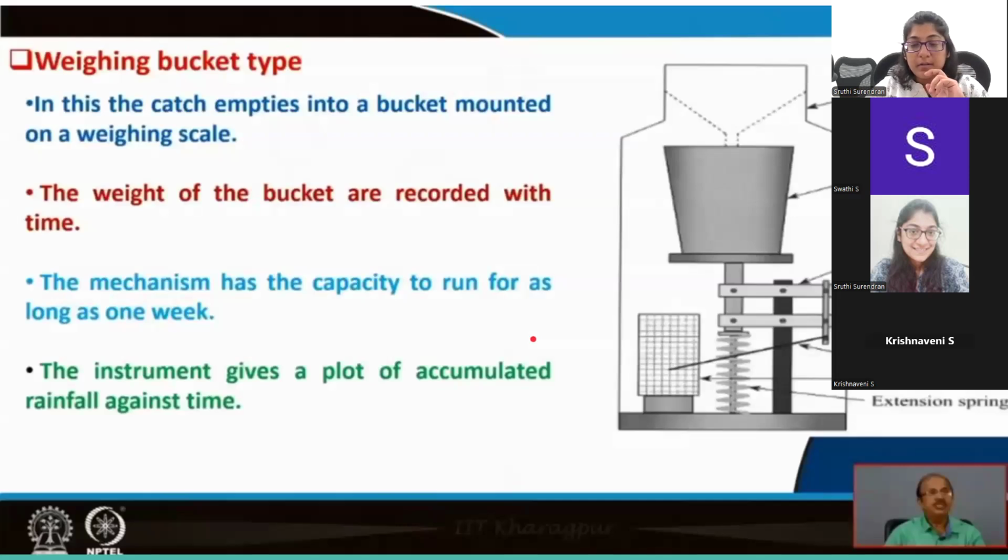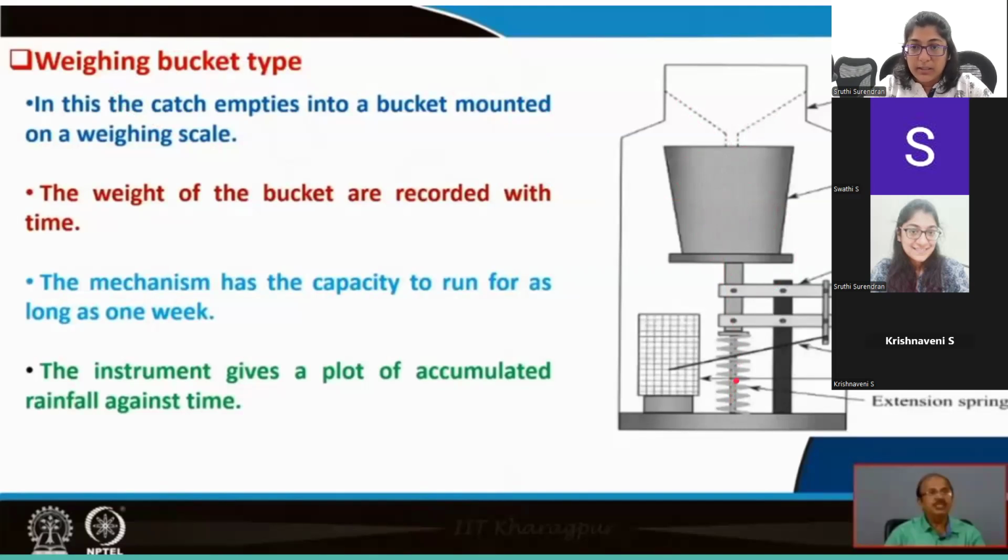So we talked about tipping bucket, we talked about non-recording gauges. Let's talk about the other two remaining, the weighing bucket type or natural siphon type of float chamber, float recording type of rain gauge. Now, weighing bucket type is again a rain gauge that, through the help of a funnel, collects water in a bucket which has a weight attached to it. So, as more and more water enters into this bucket, the weight is measured.